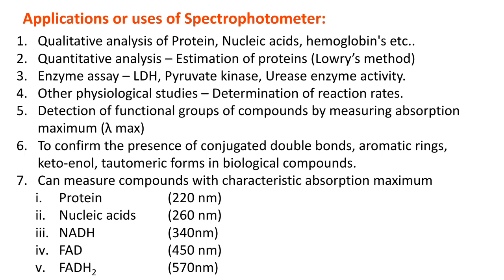Here you can see the absorption maximum of different compounds: proteins at 220 nanometers and nucleic acids at 260 nanometers. NADH is at 340 nanometers, FAD at 450 nanometers, and FADH2 at 570 nanometers. So mostly FAD or NADH are used in the various enzymatic assays.